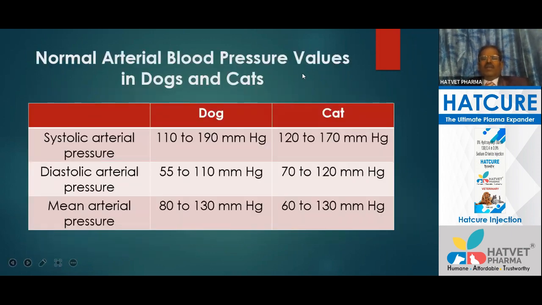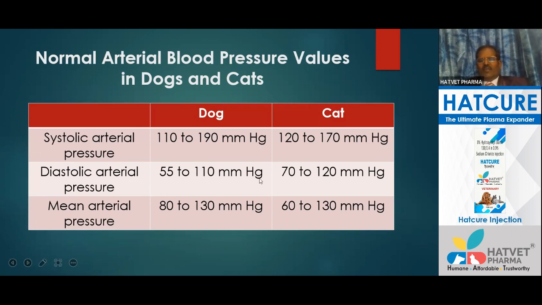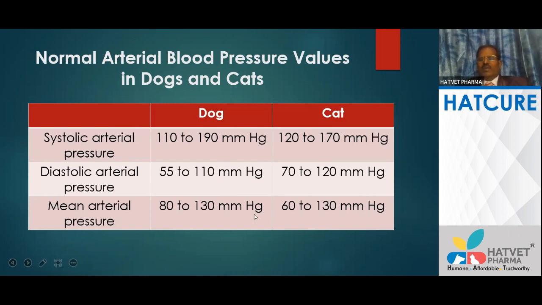Normal arterial blood pressure values in dogs and cats: systolic 110 to 190 mmHg in dogs, 120 to 170 mmHg in cats; diastolic arterial 55 to 110 mmHg in dogs, 70 to 120 mmHg in cats; mean arterial 80 to 130 mmHg in dogs, 60 to 130 mmHg in cats.